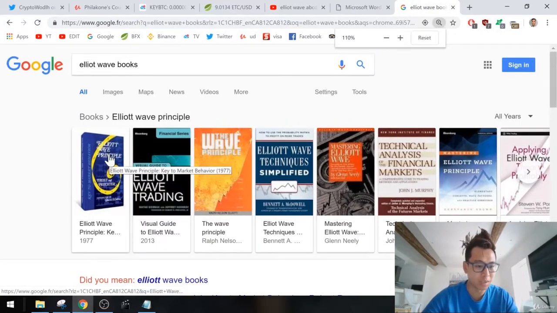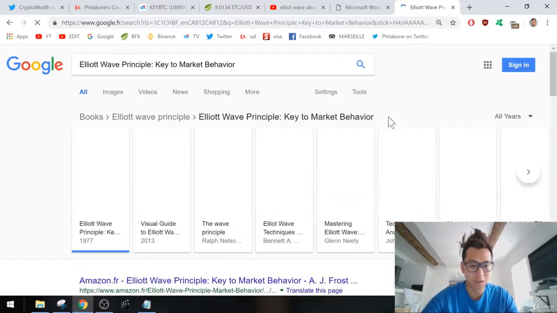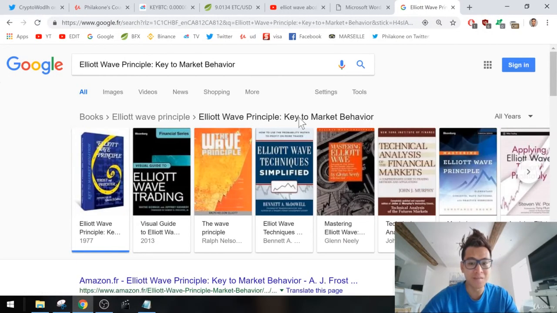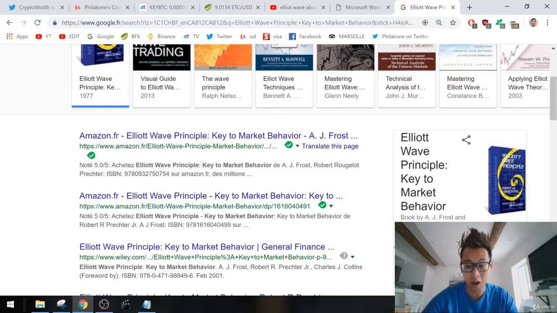The first book is this one right here. It's called Elliott Wave Principle, okay? There's this one right here. Elliott Wave Principle, Key to Market Behavior. It's an extremely important book for you guys to pick up, in my personal opinion. It's by A.J. Frost and Robert Prechter, okay?